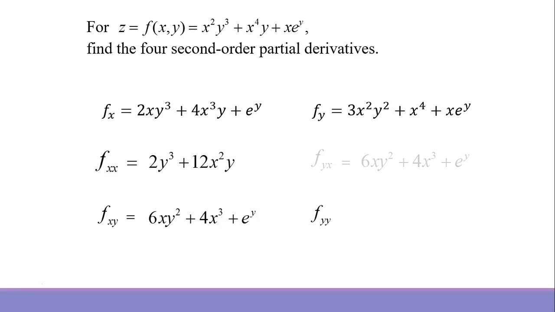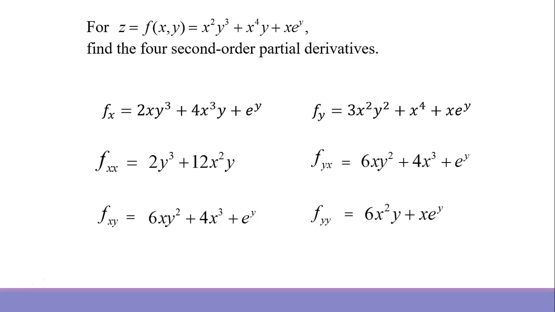And for the last of our second-order partial derivatives, we'll look at f sub y, but now we'll take the partial derivative of that with respect to y. So for the first term, 3x squared y squared, y is our variable. The derivative of y squared is 2y times our 3x squared, which is 6x squared y. The derivative of x to the fourth is 0 because x to the fourth is a constant. And the derivative of x e to the y is x e to the y. x is a constant, and the derivative of e to the y is e to the y.